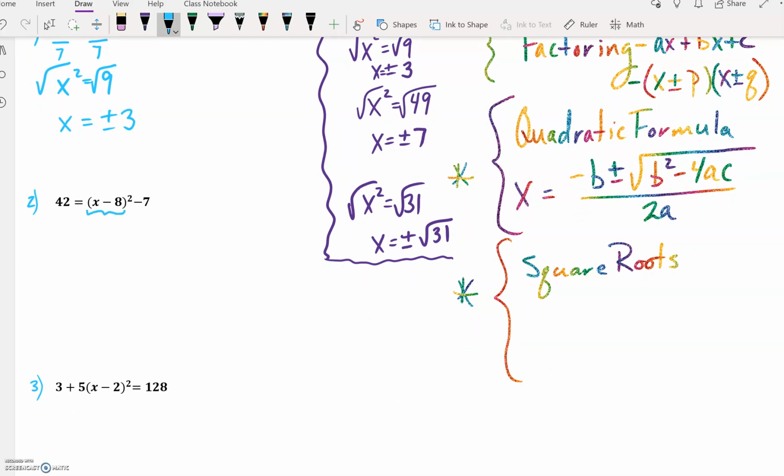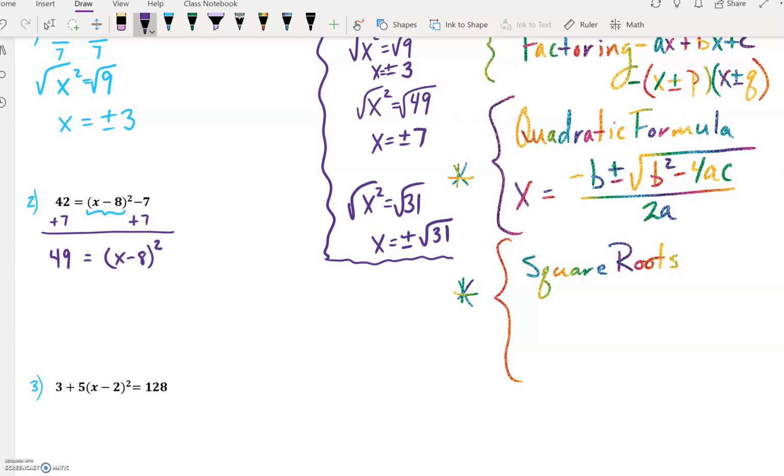So let me show you how you deal with that. We're still going to get it by itself. So I'm going to add 7 to both sides. This is going to be 49. On this side is an entire expression that is squared.